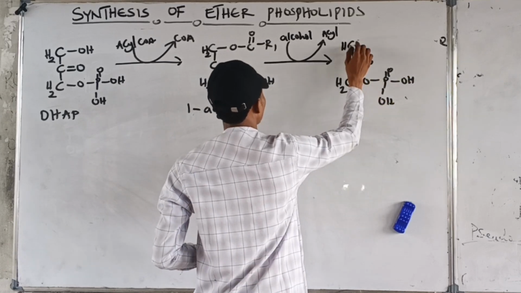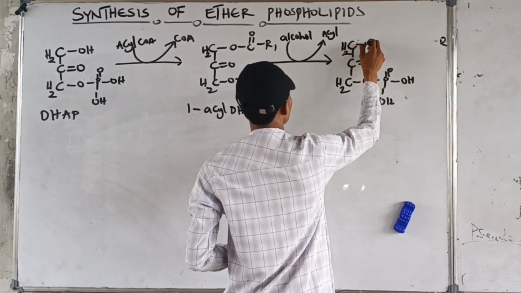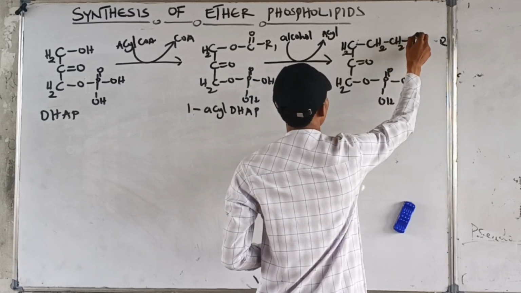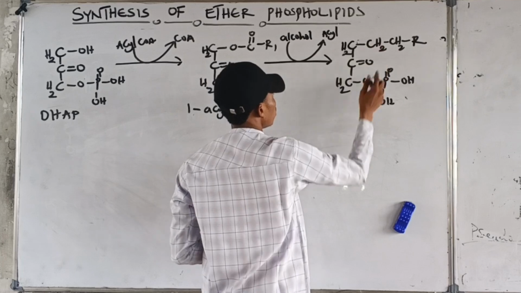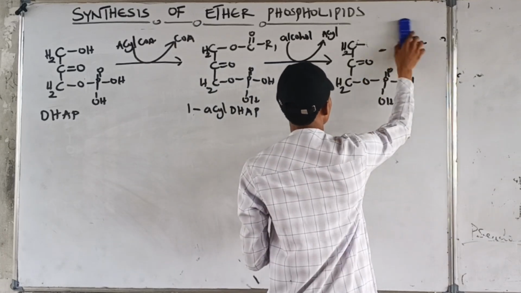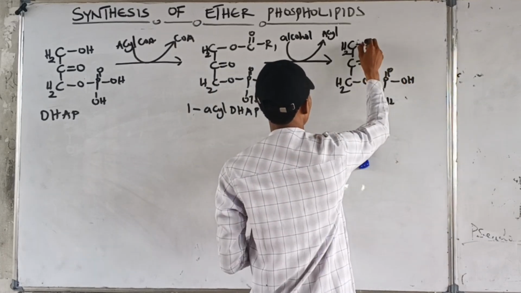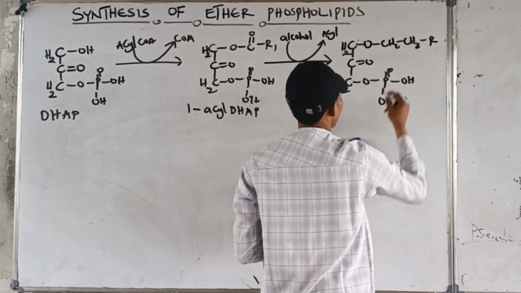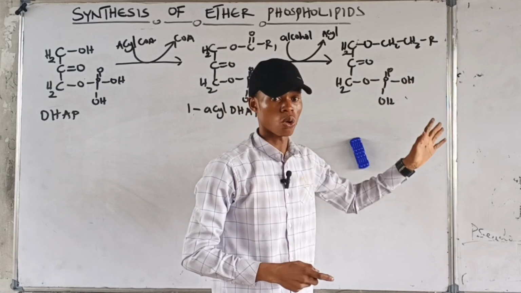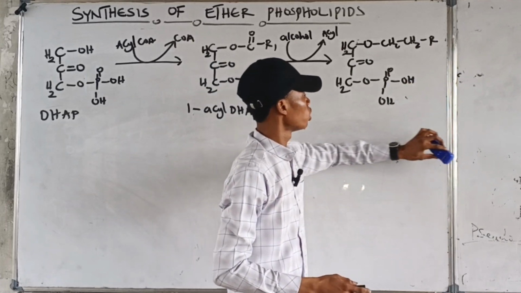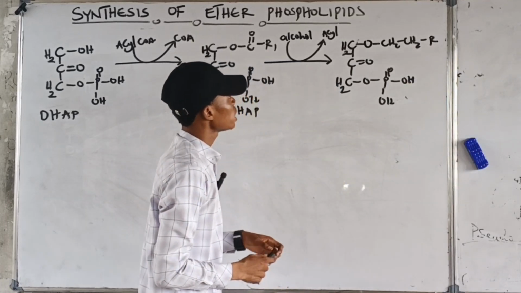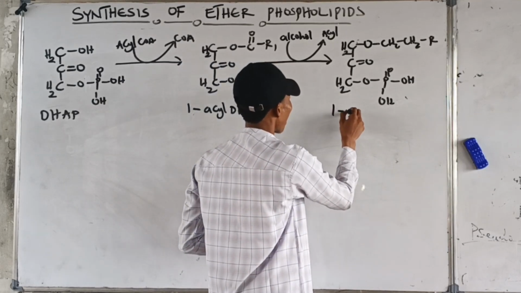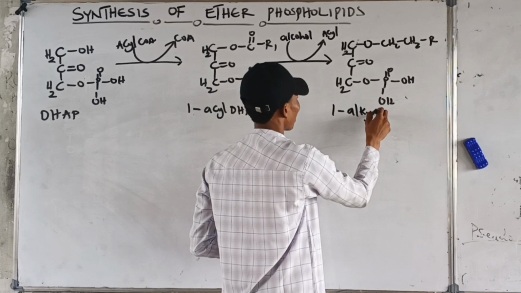So at this point now, we now have an alcohol, O, CH2, CH2 arrow. Please listen up again. This arrow represents the alkyl chain, so it can be very long because what we're adding is long chain alcohol. Now we've gotten this. This is now no longer 1-acyl, but now 1-alkyl DHAP.